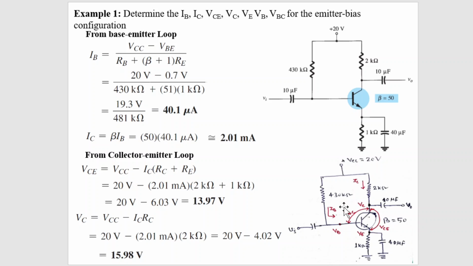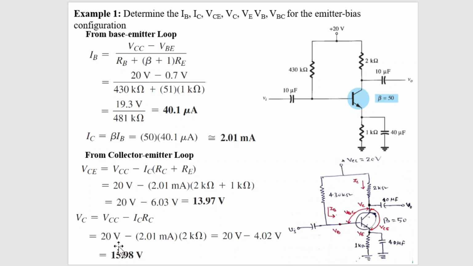Voltage at this point where I have written VC will be equal to this voltage minus this voltage drop. So VC is equal to VCC minus IC into RC. VCC is 20 volt minus IC 2.01 milliampere multiplied by RC 2 kilo ohms. If you solve, that will give VC is equal to 15.98 volt. That means the voltage at this point, at the collector terminal, is 15.98 volt.